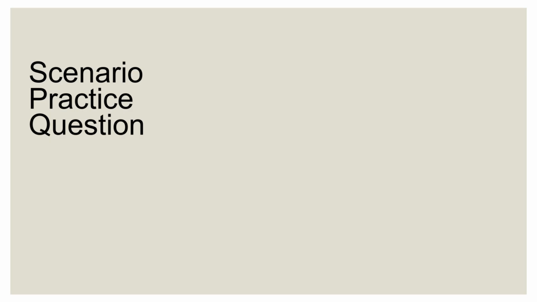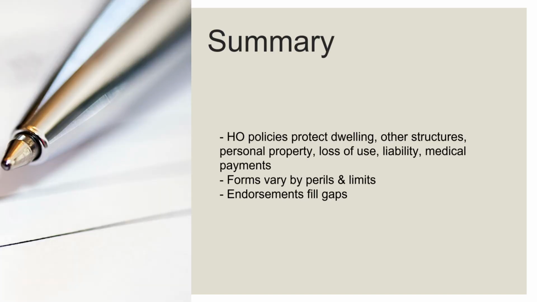When you encounter similar questions on the exam, identify which coverage applies, subtract the deductible once per occurrence, and compare the loss to the coverage limit. It's that straightforward. As we wrap up, let's recap the highlights. Coverage basics. Homeowners policies combine property and liability protections in one contract. Section 1 includes dwelling, other structures, personal property, and loss of use. Section 2 provides liability and medical payments coverage.